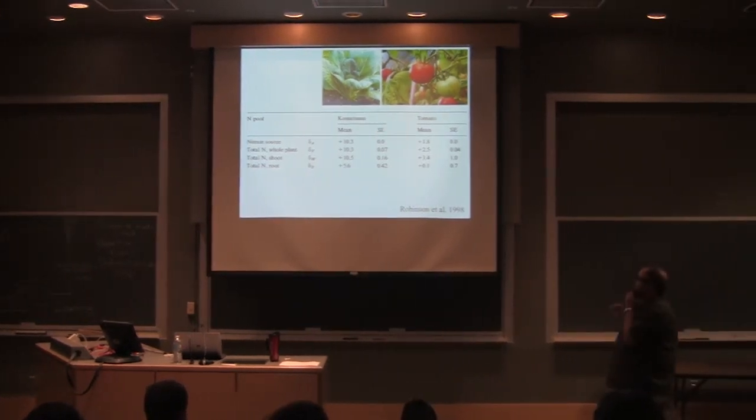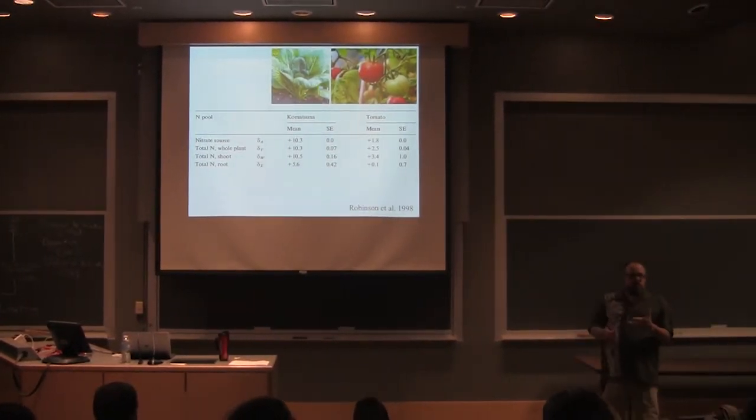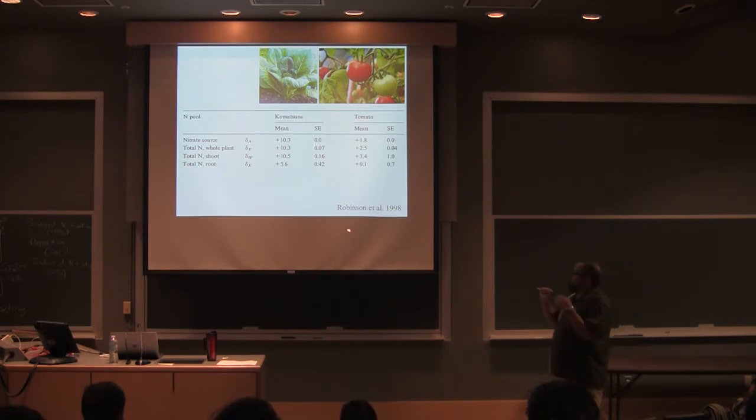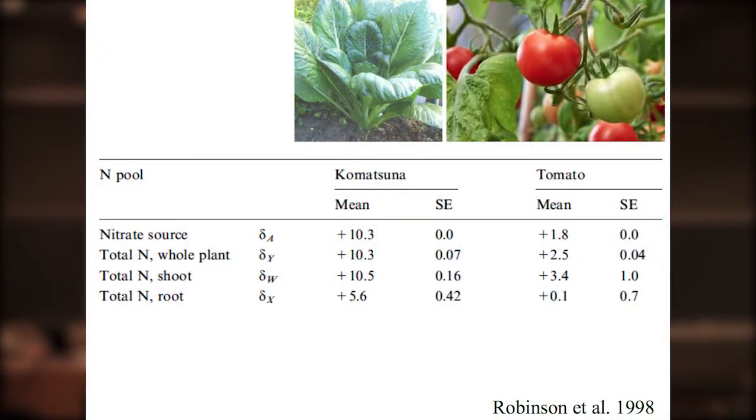And what that means is that somewhere through the assimilation, the metabolism, and transport of nitrogen between taking it up in the roots and using it for growth, there's a change in isotope ratio. And Robinson has probably done more of this than anybody in basically ag plants. But here, anybody know what that is? Komatsuna? It's kind of a cabbagey leaf thing.